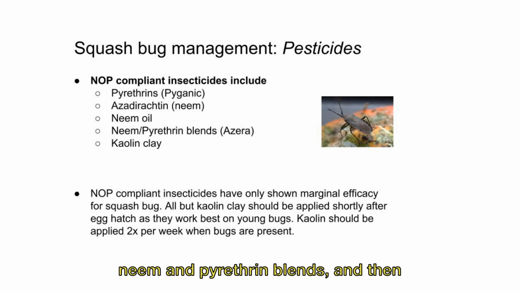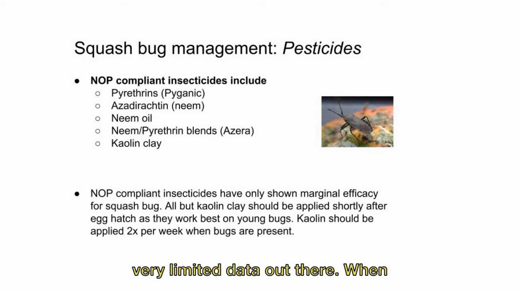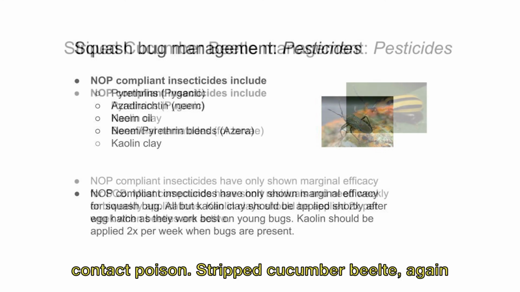neem and pyrethrin blends, and then kaolin clay can slow down their development. But I would stress that there's very limited data out there. When I go into the primary literature, almost all the studies show that there's no significant effects of most of these insecticides on squash bug damage. True bugs are just really, really hard to control with insecticides if you don't have a good contact poison.